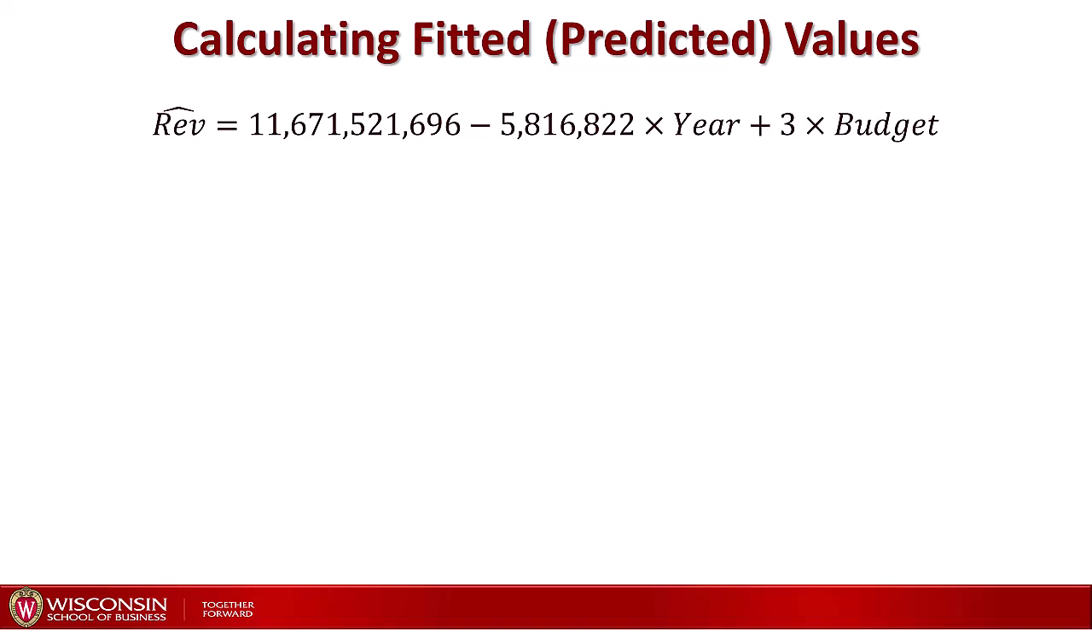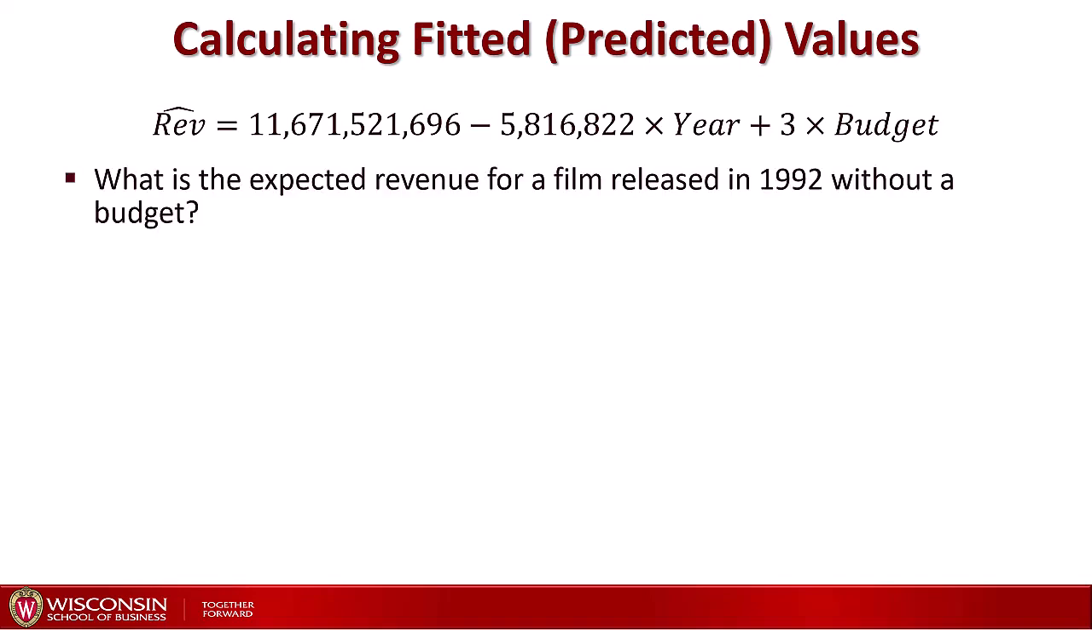First, let's see how to calculate the fitted values, also called predicted values. You can see here the regression equation where we've put in the estimated coefficient for the intercept, the estimated coefficient for the slope corresponding to the year, and the estimated coefficient for the slope corresponding to the budget. The first question is going to be, what is the expected revenue for a film released in 1992 without a budget? Here, the answer should be easy.